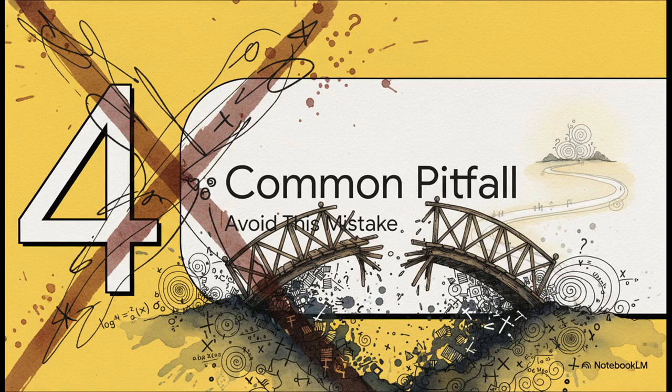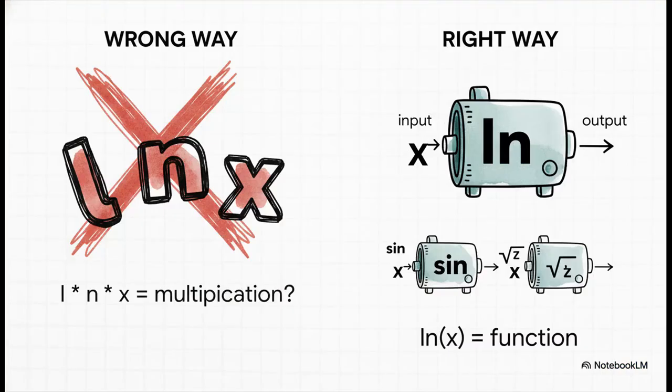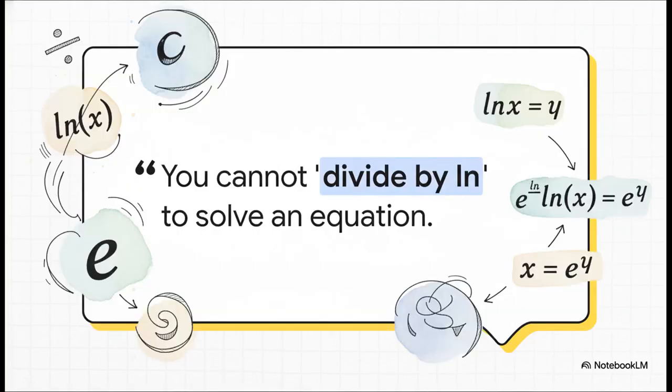Okay, before we wrap this up, I need to point out a huge, and I mean huge, mistake that students make all the time. If you can avoid this one, you'll save yourself so many headaches. This is so important. When your eyes see ln of x, your brain can't think of it as L times n times x. That's not what it is. It's a single thing, a function, an operation, just like a square root sign or sine of x. It's doing something to x. And because it's a function, you can't just divide by ln to get x by itself. That's like trying to divide by a square root sign. It doesn't make any sense. To undo a natural log, you have to use its inverse. You have to use the exponential with e as the base, just like we did in that last example.